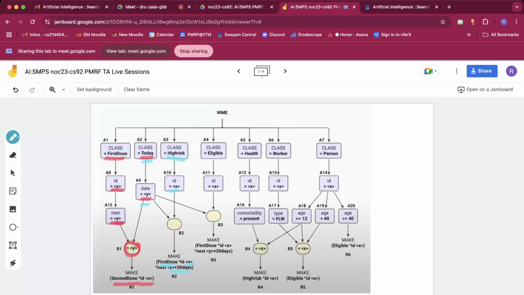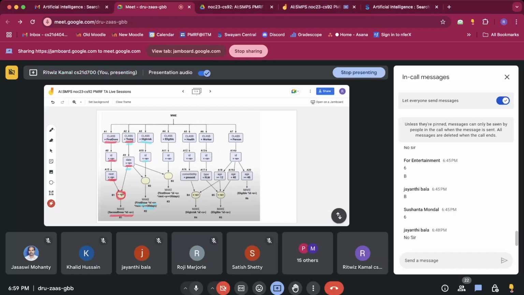So which node are you talking about? This one? Yes, this is a beta node, and this basically represents a rule that produces this output: second dose for a person named ID. Was that the query or anything else you would like to ask? That's right. So a beta node represents the rule, and the output of that rule is the second dose.